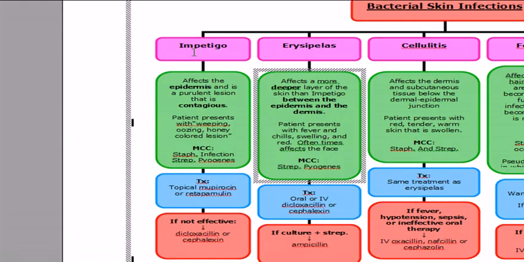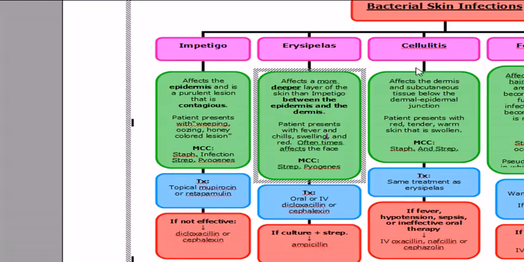Now remember, in impetigo, we're going topical first, and if it's not effective, we're going to dicloxacillin. But in erysipelas, it's a deeper layer, it's a little bit worse, we're going oral dicloxacillin and cephalexin. And like we said, it can be strep pyogenes, right? If it's culture positive strep, we go ampicillin.